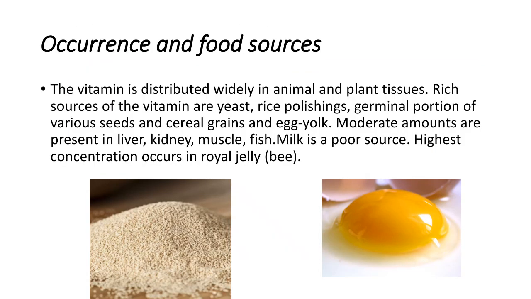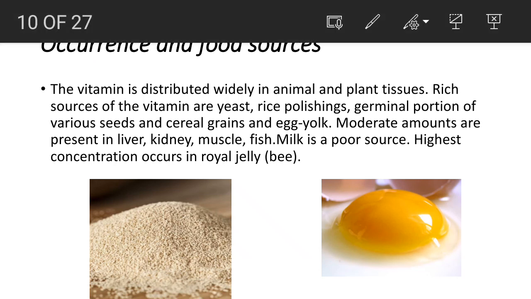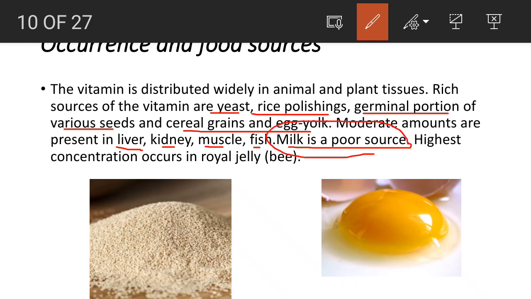Occurrences and food sources. Vitamin B6 is distributed widely in animal and plant tissues. Rich sources of vitamin B6 are yeast, rice polishings, the germinal portion of various seeds and cereal grains, and also egg yolk. Moderate amounts are present in liver, kidney, muscle and fish. Milk is a poor source of vitamin B6. The highest concentration occurs in royal jelly of bees.